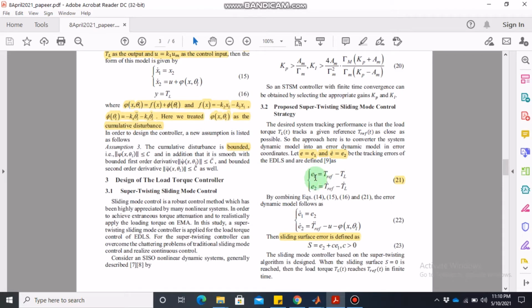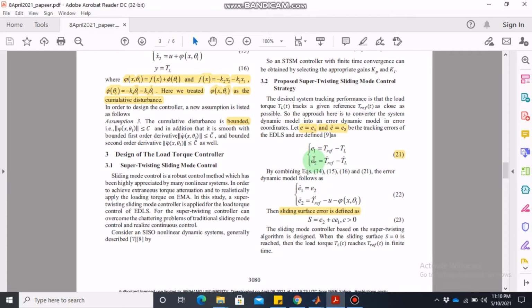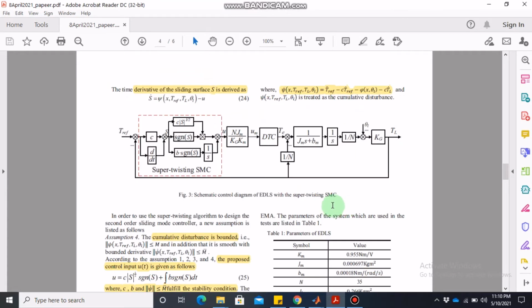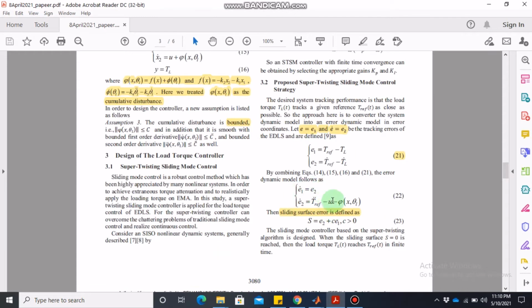The error E1 is the difference between the reference value of the torque and the actual value of the torque, and the error E2 is the difference between the derivative of the reference value of the torque versus the actual value of the derivative of the torque. And then these are the dynamics of the error, and this is the sliding surface, which is of high interest to us. Sliding surface S is equal to E2 plus C times E1, where C is a positive constant.